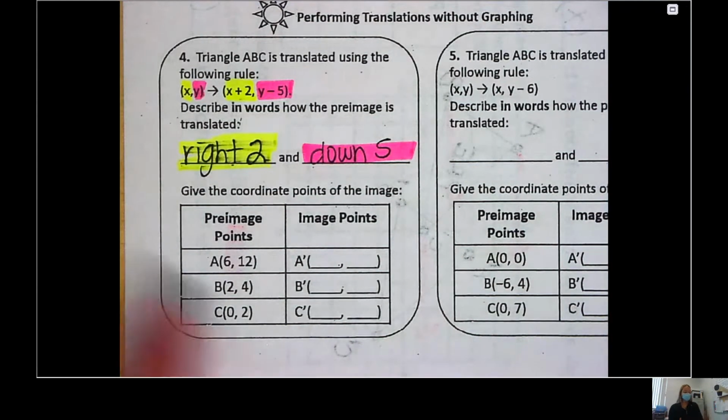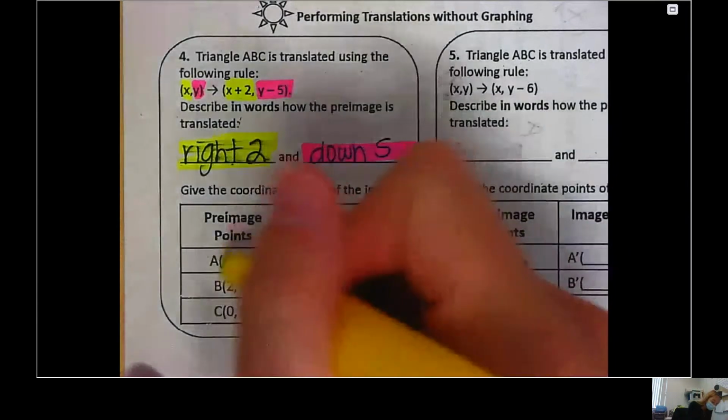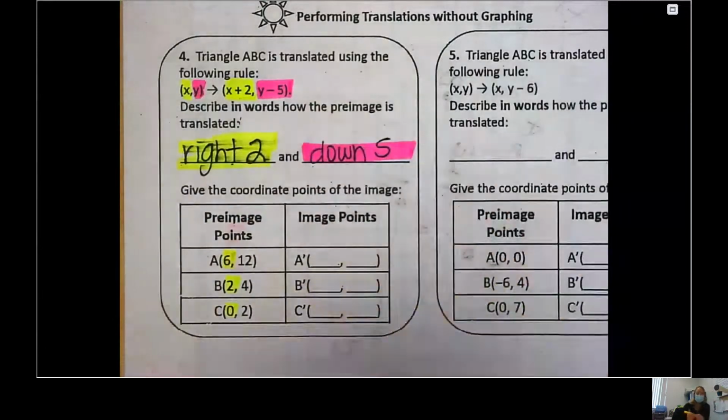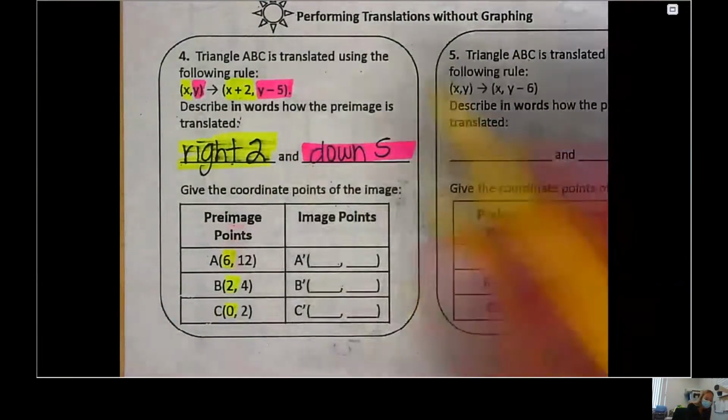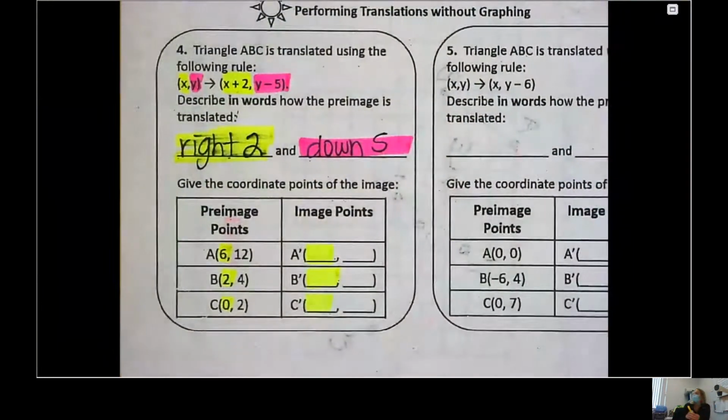So I'm going to look at my pre-image points. I'm going to look at just the x's to start. Okay, just the x's. So I'm going to highlight all of my x's. Those are the first ones. I want to take those x's and I want to add 2 to each one of those x's.